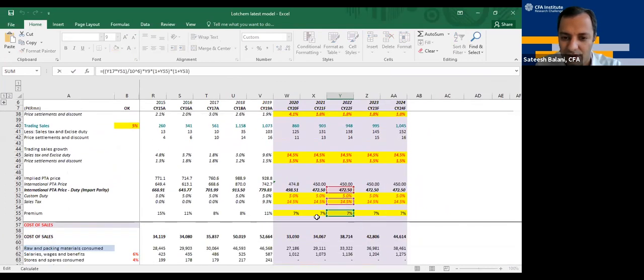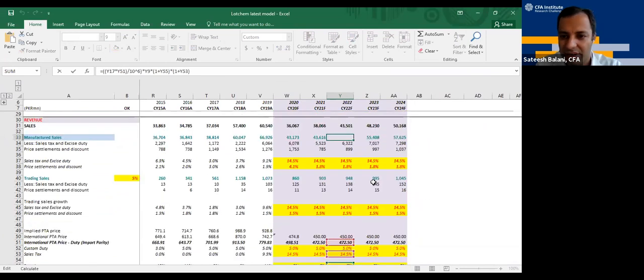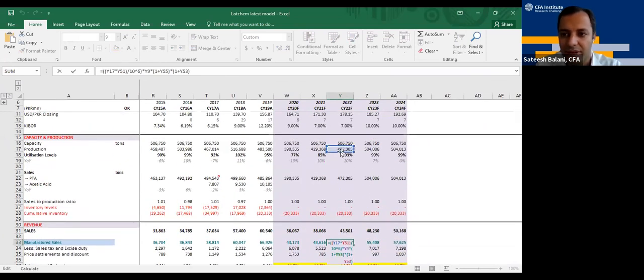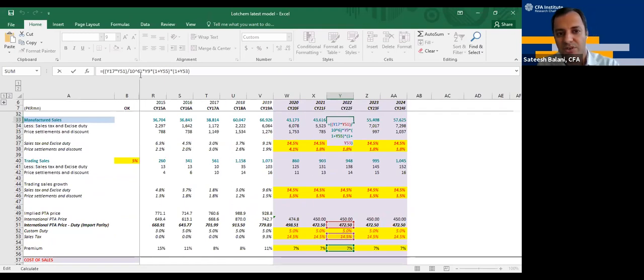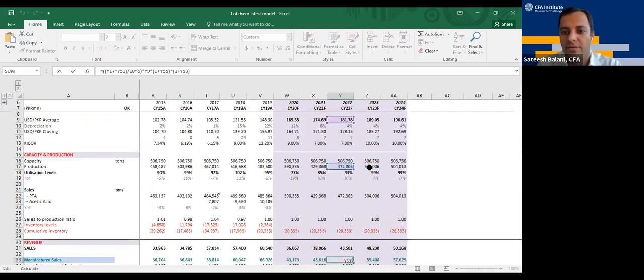This is the number. So I'll have $472 a ton PTA price multiplied by, so that's Y51 multiplied by Y17. What is Y17? It's the volume that I expect the company to sell. So Y17 into Y51 divided by 10 to the power 6, because my model is all in millions, so it gets me to millions. Then I multiply by Y9. Y9 is the currency that I expect. So what is the currency rate at the end of 2022? So that is the number I get.